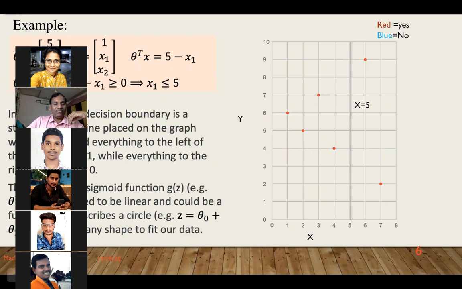And everything to the left of that denotes y equal to 1, while everything to the right denotes y equal to 0. So here red equal to yes, blue equal to no. Of course, there are no blue points, but even then we got some blue points. If blue points are there, they should fall to the right. If red points are there, they should fall to the left because they are yes and blues are no.